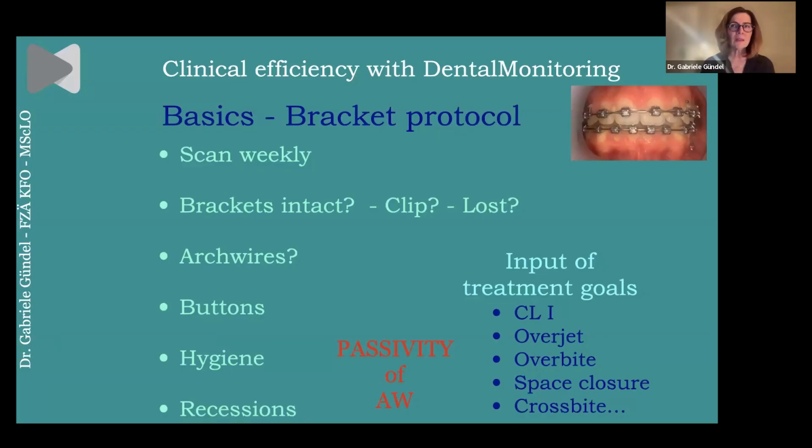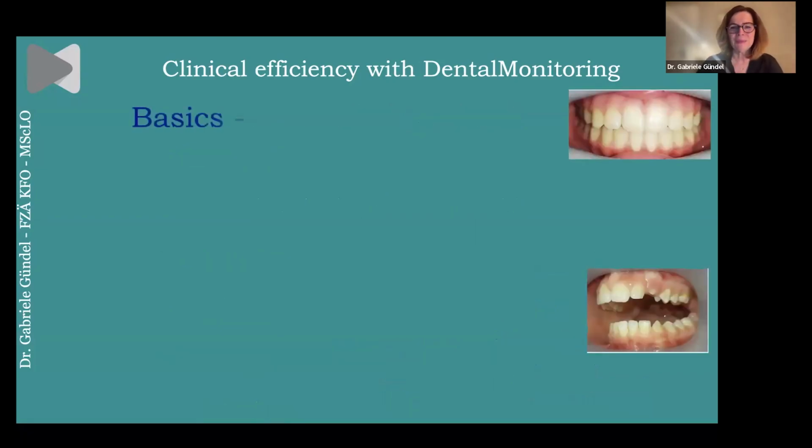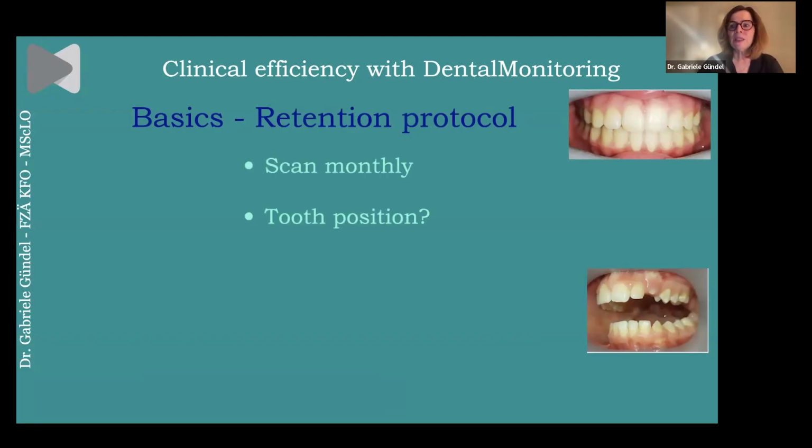You cannot see this with your eyes. You cannot measure this without AI. So dental monitoring helps us to detect if the arch wire is passive. And this is the reason why I now put really every single patient with brackets into the dental monitoring. Very efficient. Now, I also have a retention protocol, but the retention patients scan monthly.